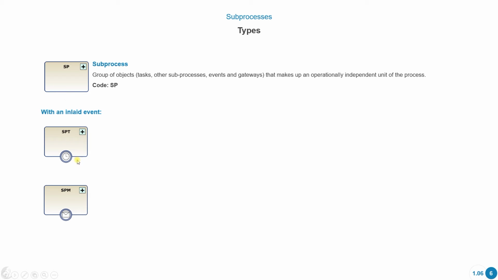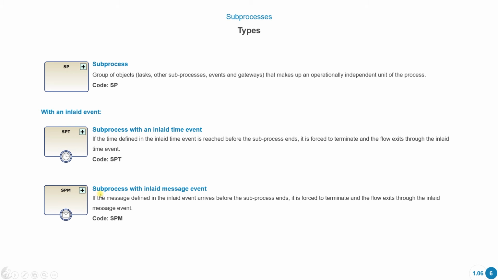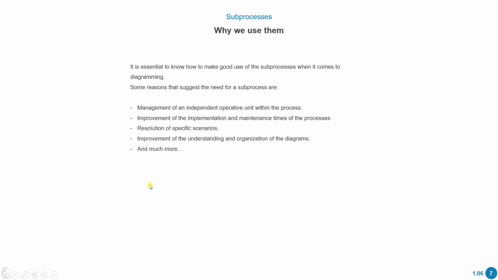And then we have some subprocesses that allow us to inlay an event inside of them. One of them would be the subprocess with an inlaid time event, and the other one would be a subprocess with an inlaid message event. Okay, here we have the codes, SP, SPT, SPM. Now we're going to see how each one of these work. So subprocess is quite straightforward. Flow goes in, we got a few objects that have to be triggered, and when they're completed, the flow is going to go out. But we're going to see some more examples.